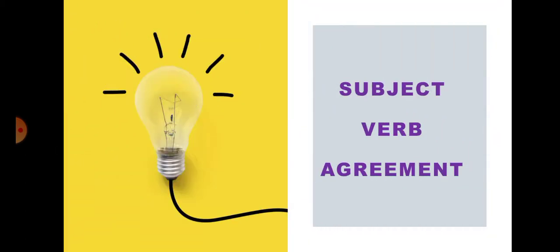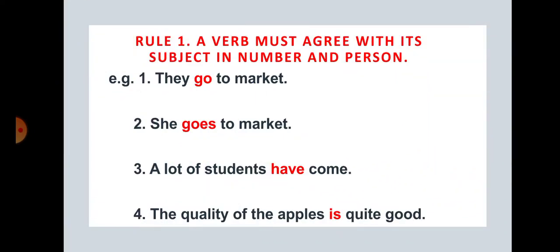Students, in our complete series of English grammar, today we are going to read a very important topic of English grammar, that is subject verb agreement. Students, what is subject verb agreement? The verb must be according to the number and person of the subject. That is subject verb agreement. So we are going to read 15 rules of subject verb agreement.